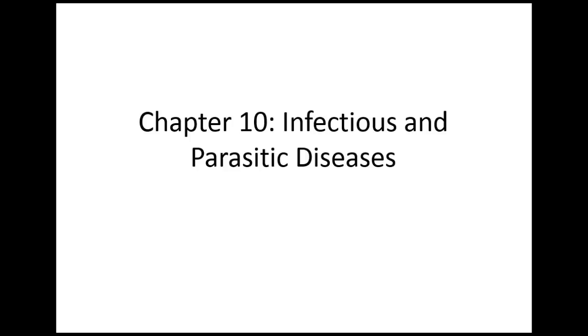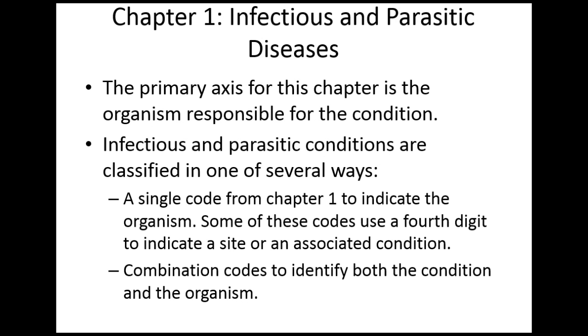We're now going to begin reviewing chapters for specific body systems and for disease processes. So in Chapter 10, we will review infectious and parasitic diseases. Chapter 1 codes take precedence over codes from other chapters for the same condition. This means that ICD9 will direct you automatically first to codes that we will be discussing here in Chapter 1.